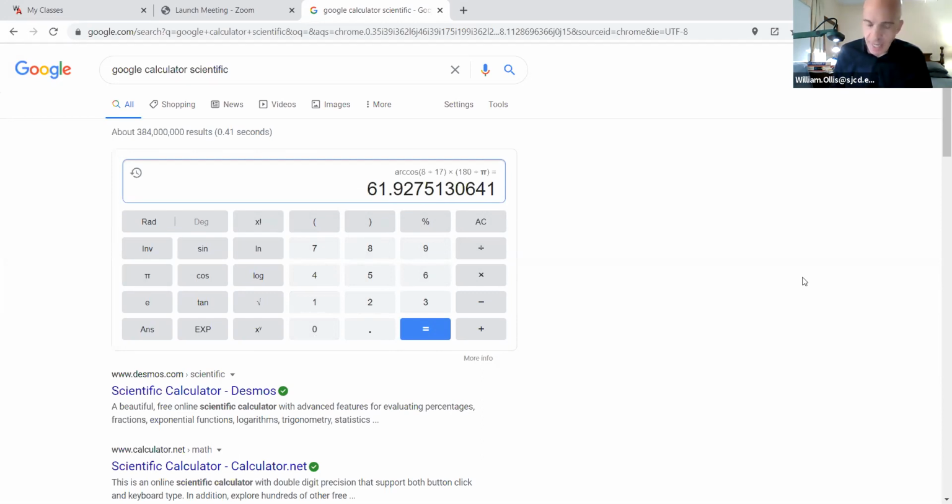So for instance, if we were doing a problem and we wanted to round to 1 decimal, say WebAssign said round to 1 decimal, this would give us 61.9 degrees. Now, let me just show you something else.